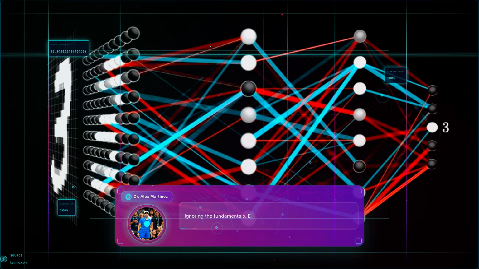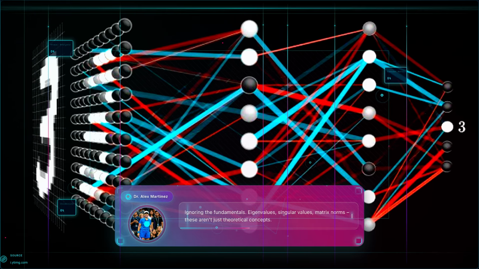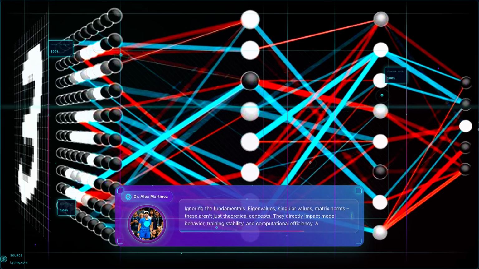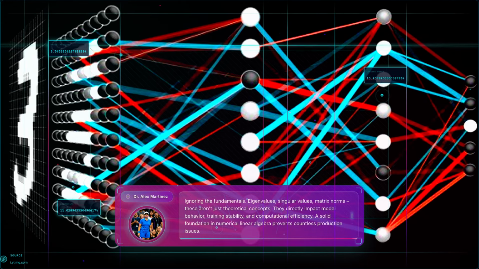Ignoring the fundamentals. Eigenvalues, singular values, matrix norms, these aren't just theoretical concepts. They directly impact model behavior, training stability, and computational efficiency. A solid foundation in numerical linear algebra prevents countless production issues.